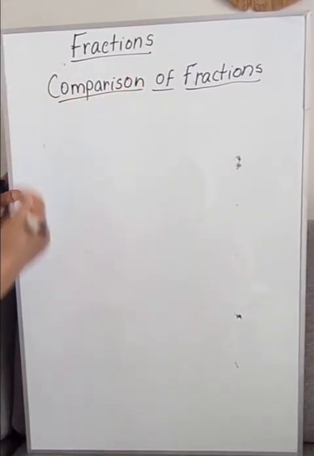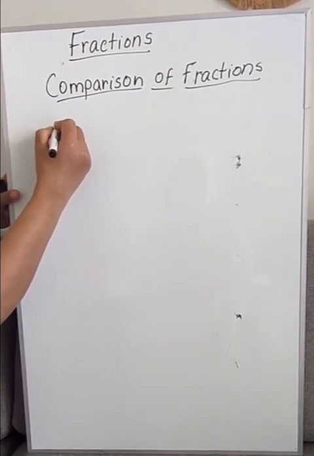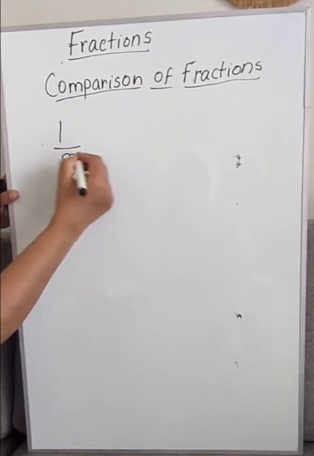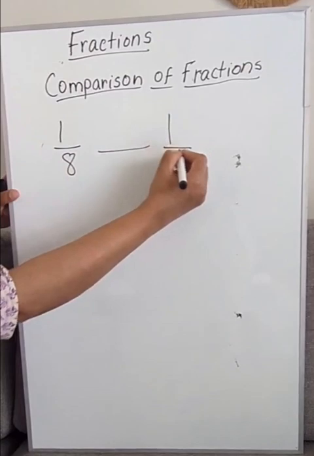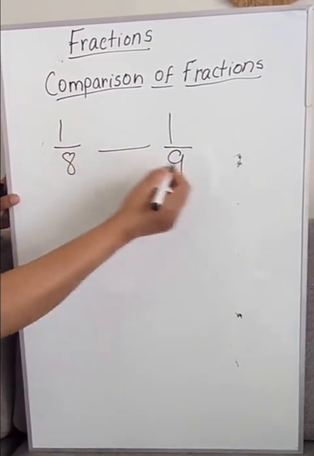Alright, today we are going to look at comparison of fractions. To compare fractions with the same numerators, for example, if we have the fractions 1 upon 8 and 1 upon 9, with the same numerators, we look at the denominators.